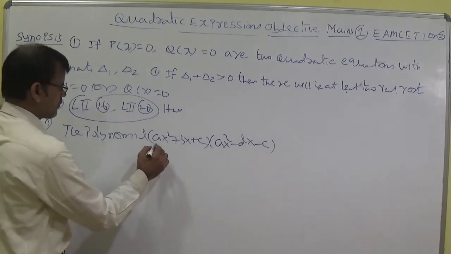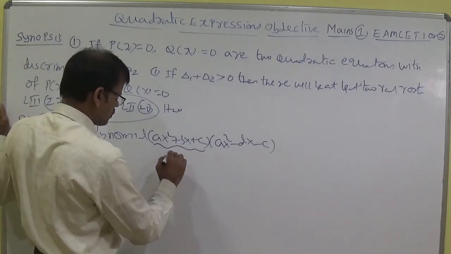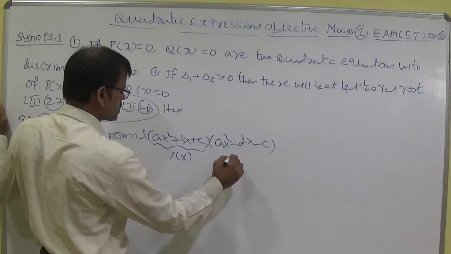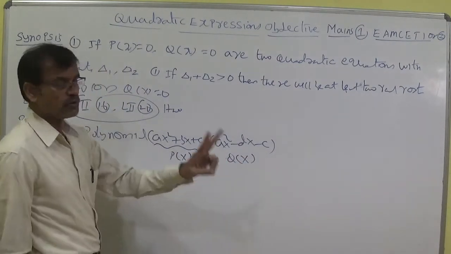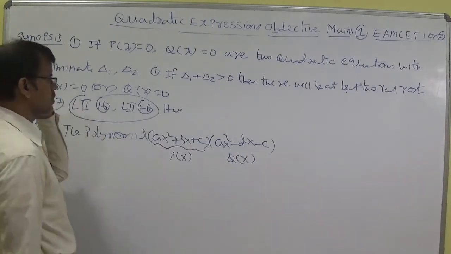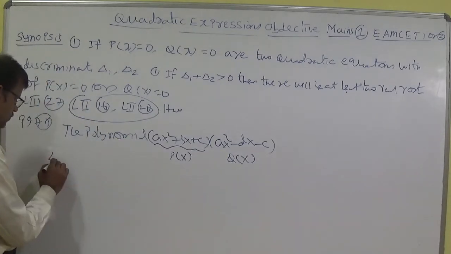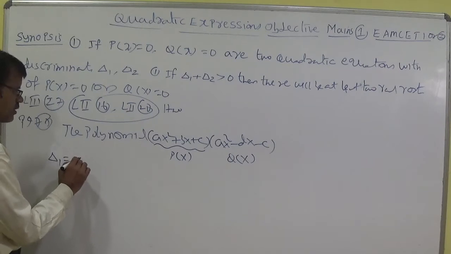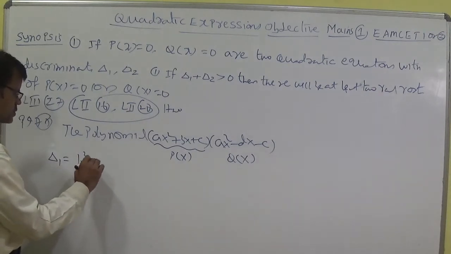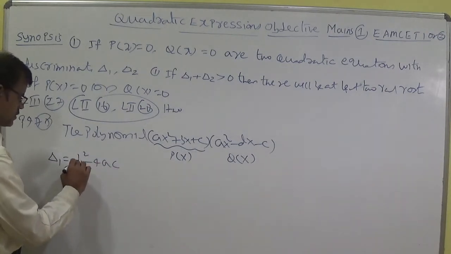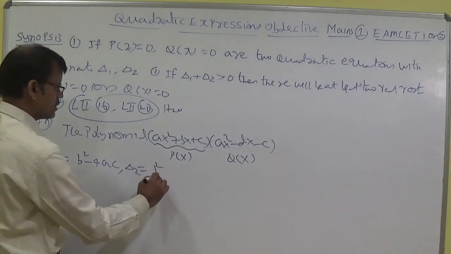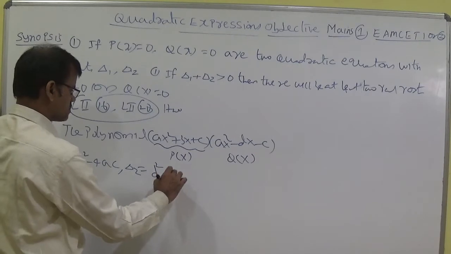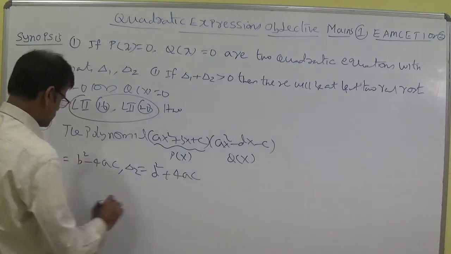This is p of x equal to 0. You can think of this one as p of x and this as q of x. P of x and q of x are two quadratic equations. Among the two quadratic equations, first of all we should calculate delta 1. Delta 1 means b square minus 4ac. Next, delta 2 is equal to d square minus of minus, which becomes plus 4ac.